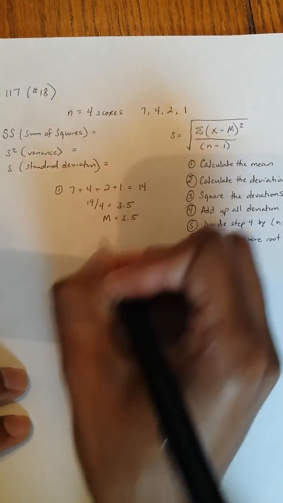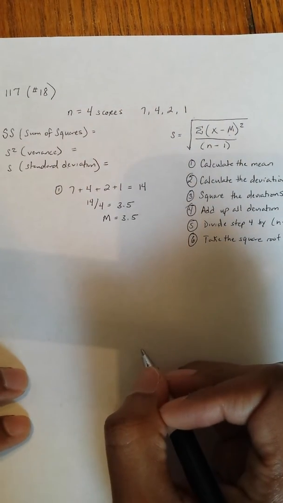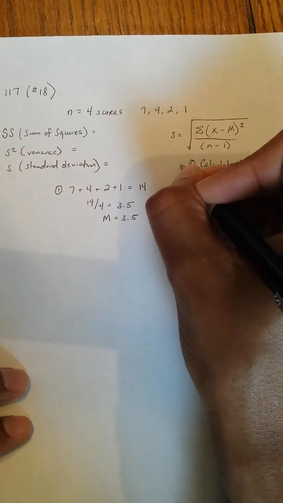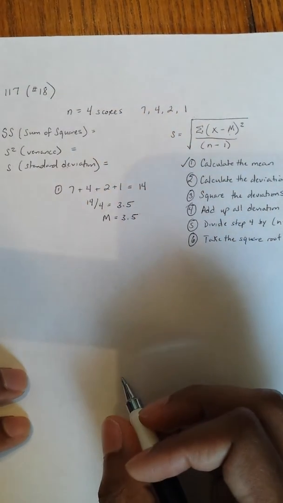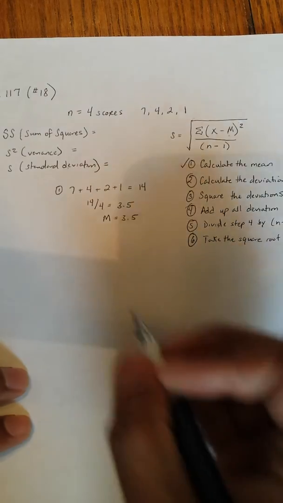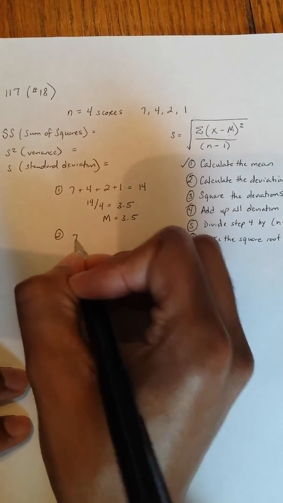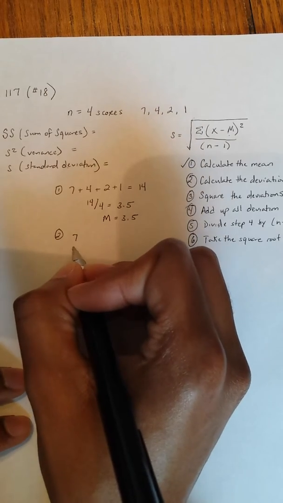So 3.5 is our sample mean. Okay, so we have effectively done step 1. We've calculated the mean. Now after that, what we're going to do is calculate deviations for each one of these raw scores.